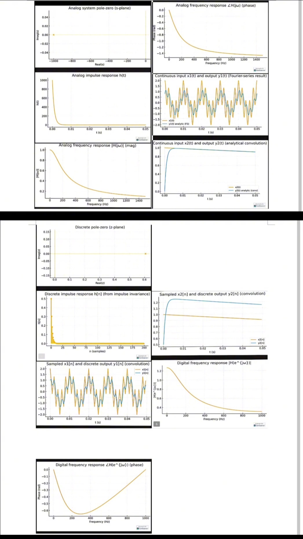Well, when we summarize these two, analog system analysis and discrete system analysis, it gives us information on how to convert an analog filter to a digital one using impulse invariance. The other thing is how system properties like stability and frequency response are preserved or altered in the discrete domain. And lastly, it shows us how time domain convolution and frequency domain analysis align in both continuous and discrete cases.